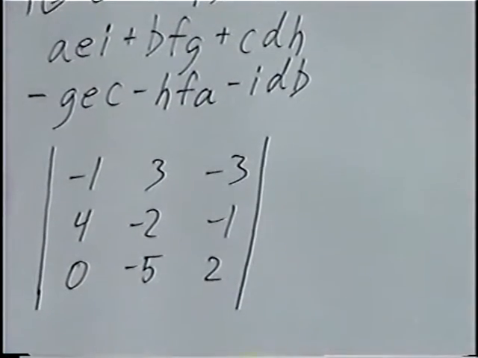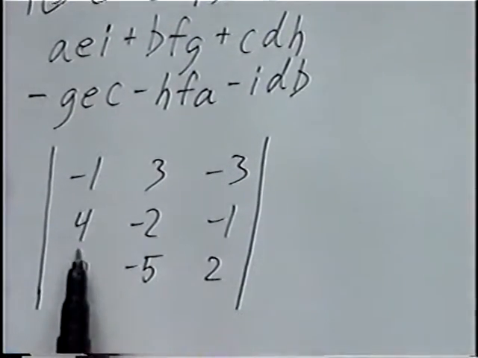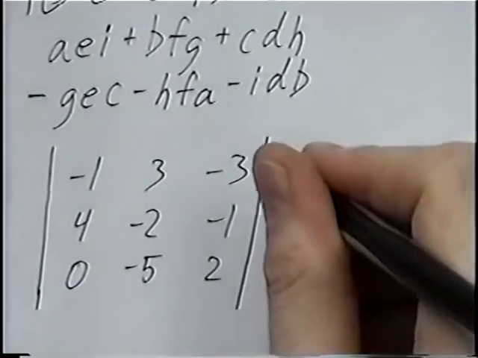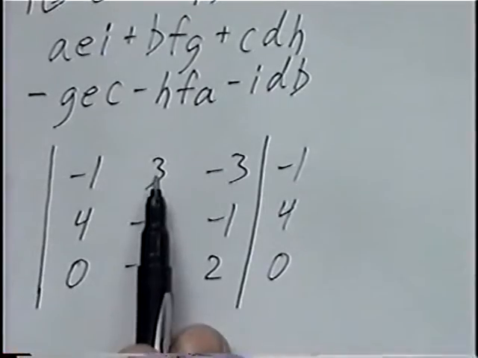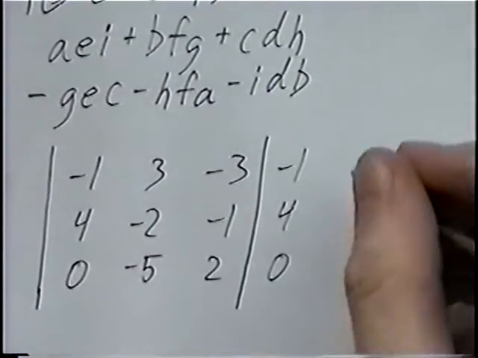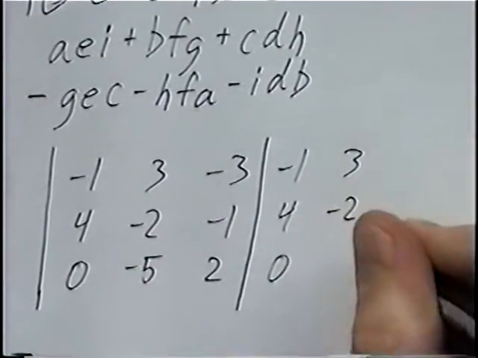To find the determinant again, we'll take the first column, -1, 4, and 0, and copy that outside the matrix. And also the second column, 3, -2, -5, we'll copy that outside the matrix.